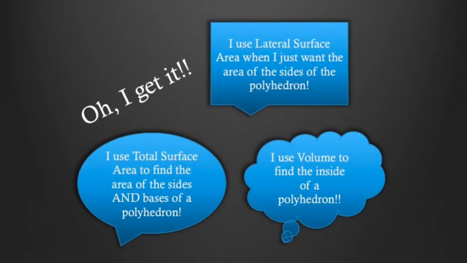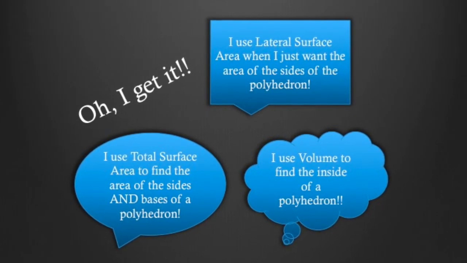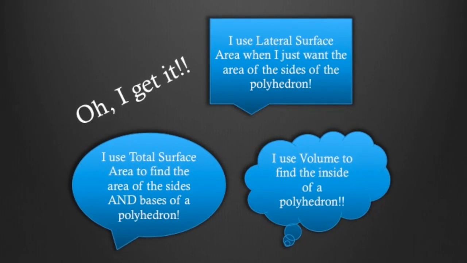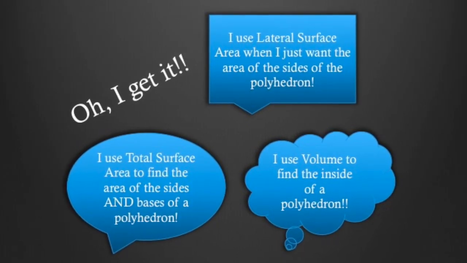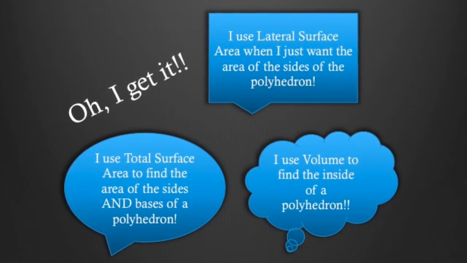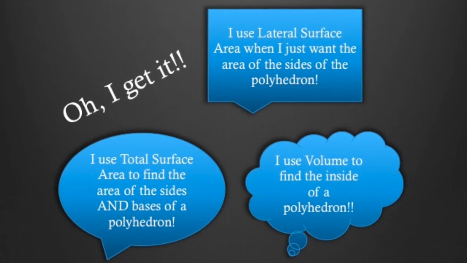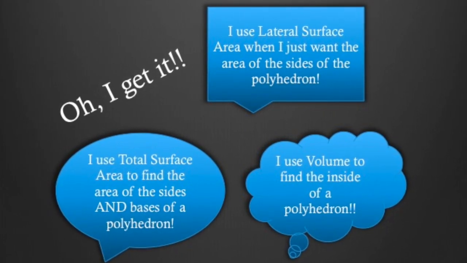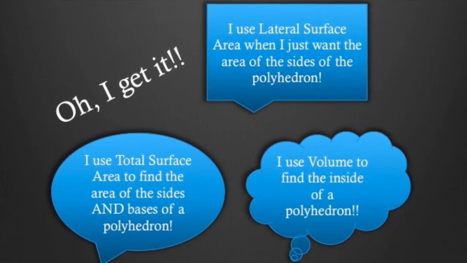I hope that this video helped to clear up when we'd use lateral surface area, when we'd use total surface area, and when we'd use volume. Hopefully, now what you're thinking is, oh, I get it. I use lateral surface area when I just want the area of the sides of a polyhedron. I use total surface area to find the area of the sides and bases of a polyhedron. And I use volume to find the inside or how much would fill up the polyhedron.